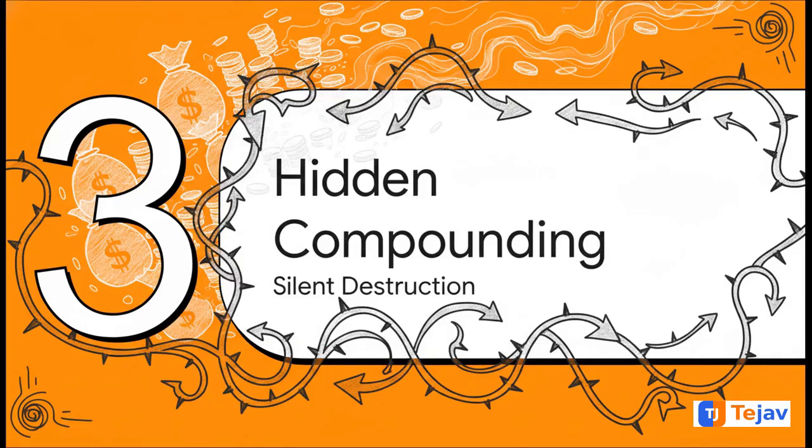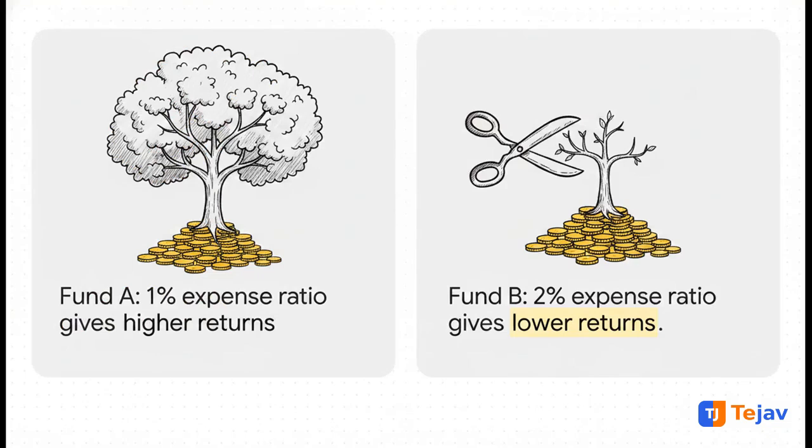Section 3. The hidden compounding impact. Imagine two funds that perform exactly the same. Fund A has a 1% expense ratio, and Fund B has a 2% expense ratio. Over a long timeline, that higher fee on Fund B doesn't just reduce your returns for that 1 year, it severely slows down your compounding. You end up with significantly lower wealth compared to Fund A.